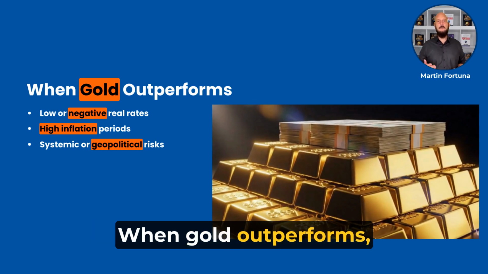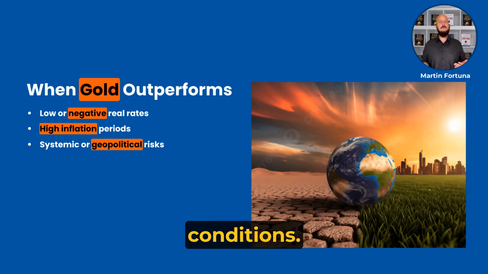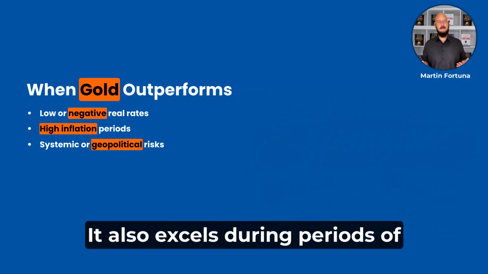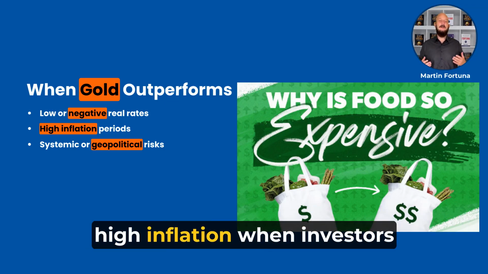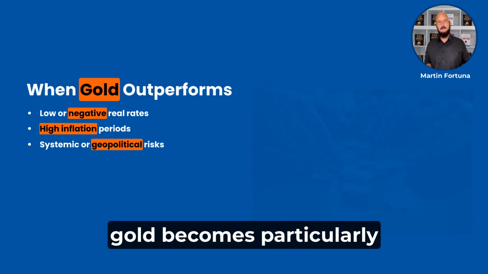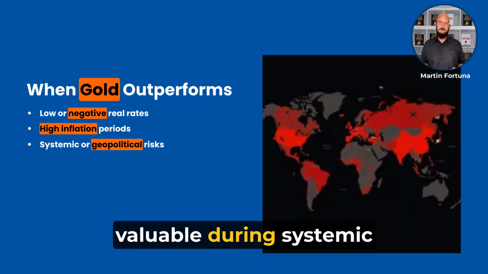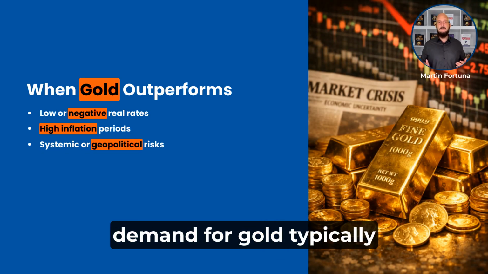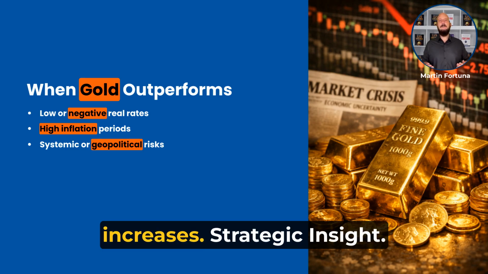When gold outperforms. Gold performs best in very different conditions. It tends to outperform when real interest rates are low or negative. It also excels during periods of high inflation when investors seek to preserve purchasing power. In addition, gold becomes particularly valuable during systemic or geopolitical crises. In times of uncertainty, demand for gold typically increases.